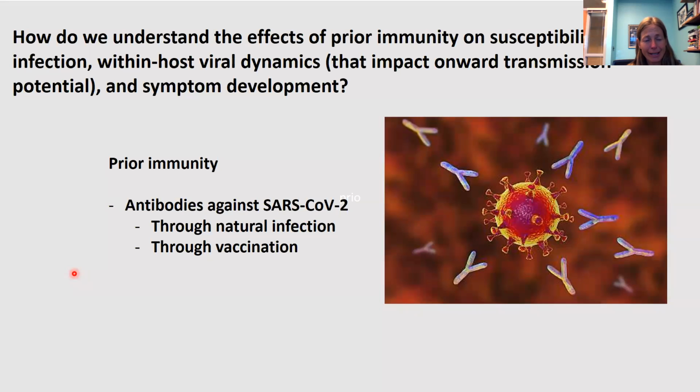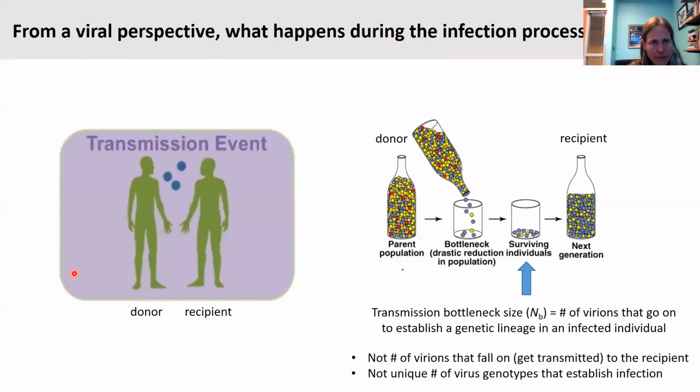And of course, I'm thinking about Jane's slides in the very beginning of this workshop, where what was being shown was that prior immunity affects infection potential, but also affects onward transmission potential, right? So how does prior immunity affect susceptibility to infection and within host viral dynamics, that impact then onward transmission potential, and then ultimately also symptom development? I'm not really going to talk about symptom development much, but really focusing on susceptibility to infection and within host viral dynamics. And again, I'm thinking about prior immunity in the context of SARS-CoV-2 through either natural infection or through vaccination.